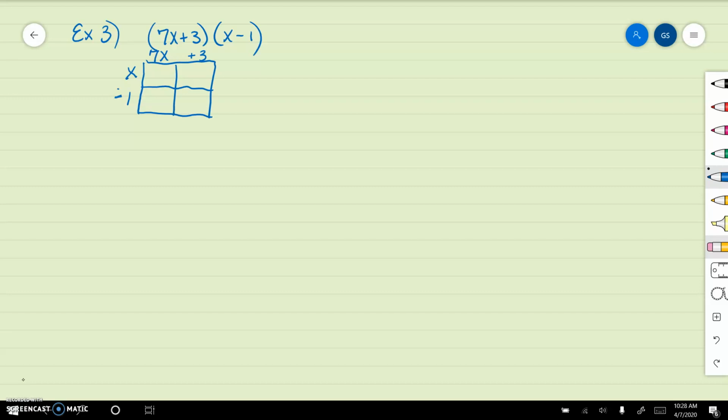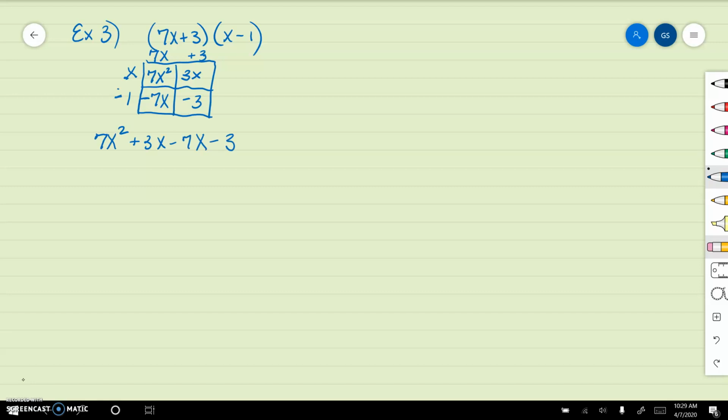If you already know how to do this, pause and then do it yourself and then come back and just look to see if you got the same answer as me. If you want to do it with me, that's fine also. 7x times x is 7x squared. 3 times x is 3x. 7x times negative 1 is negative 7x. And 3 times negative 1 is negative 3. So we take everything out of the box. 7x squared, that's a positive 3x, that's a negative 7x, and then a negative 3.